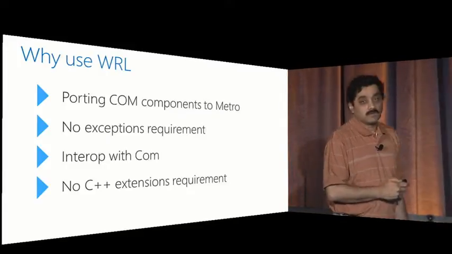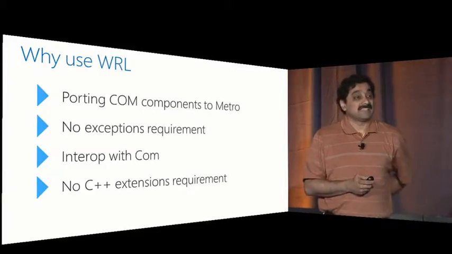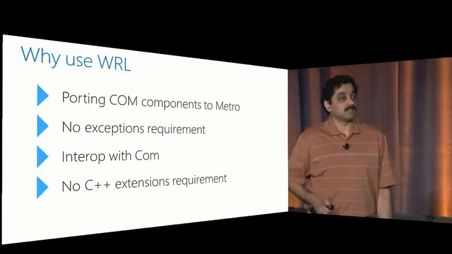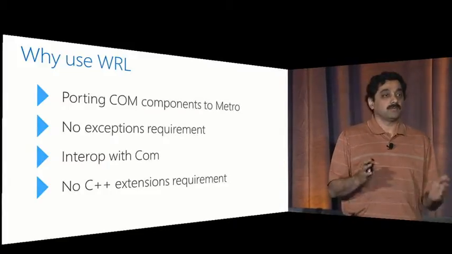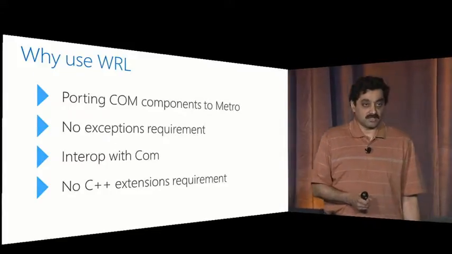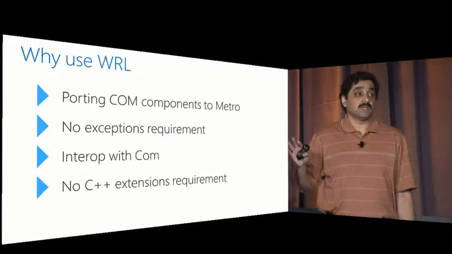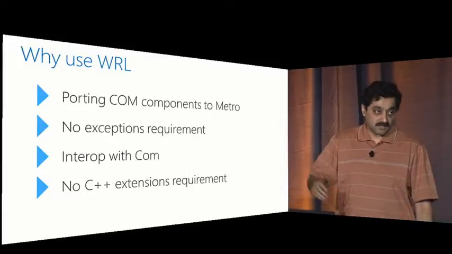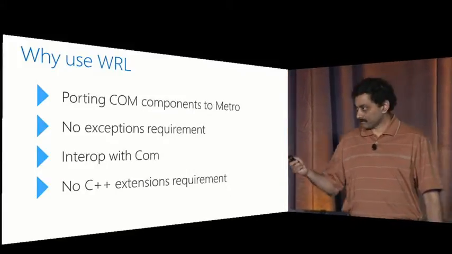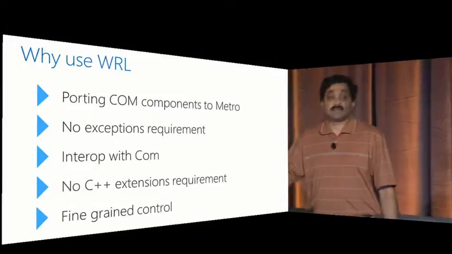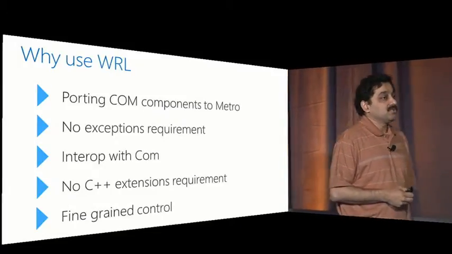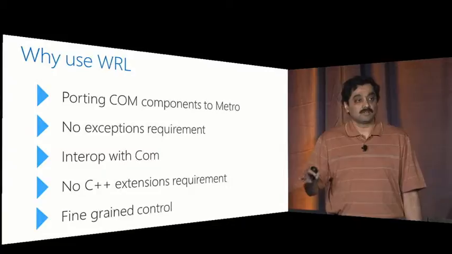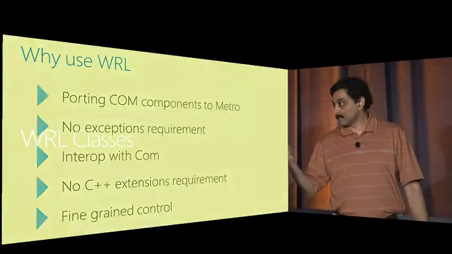Again, you have a no C++ extension requirement in your code. You can use C++ CX, but there are certain teams that say, hey, we don't want to use any non-standard C++. It is platform-specific code. Even WRL is platform-specific in the sense it's only going to work under WinRT, but it doesn't use any C++ extensions. So those are some of the uses. And the last one is the fine-grained control. You get to see almost everything that happens in your component. There's nothing hidden from you, no abstractions. So that's the last reason.